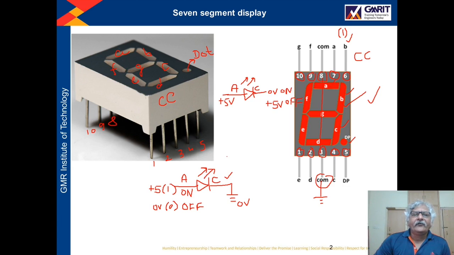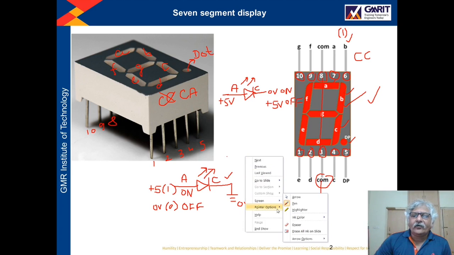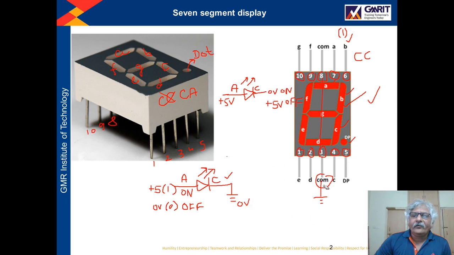So if we purchase an LED from the market, you can get this type of LED. Here it is written as CA. CA means common anode, which means the anode terminals of all the LEDs of all these segments are joined together and connected to this common pin. If you connect this common pin to plus 5 volt, then the anode terminals of all the LEDs will be connected to plus 5 volt.